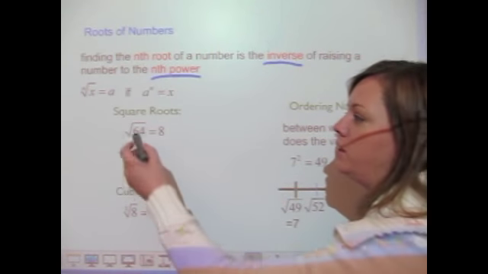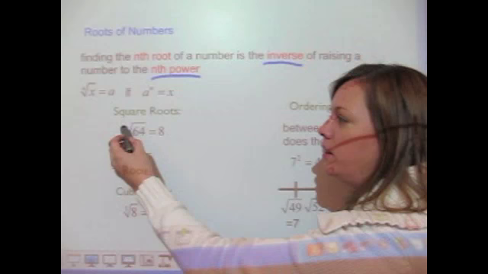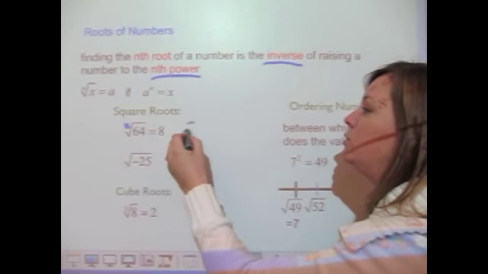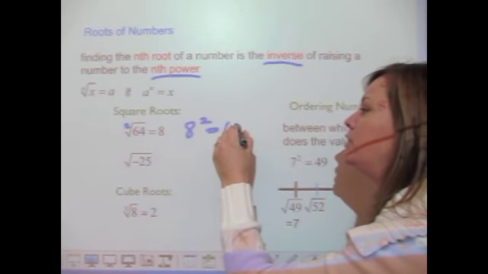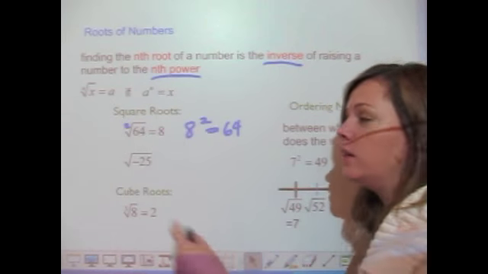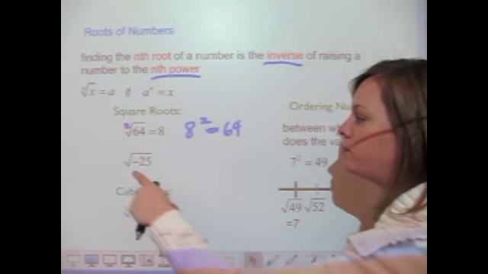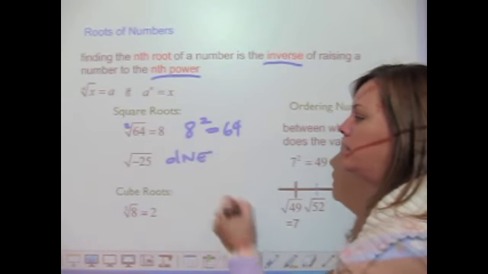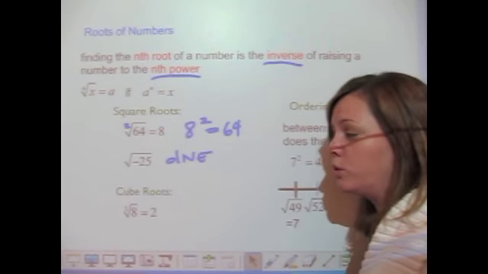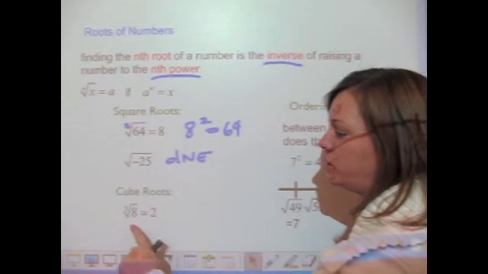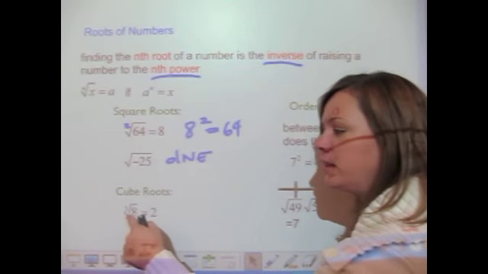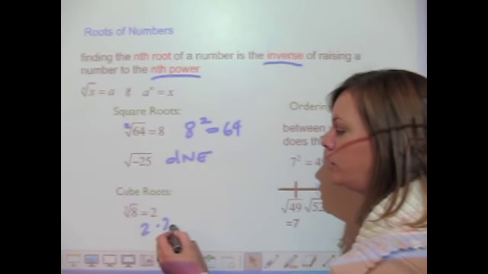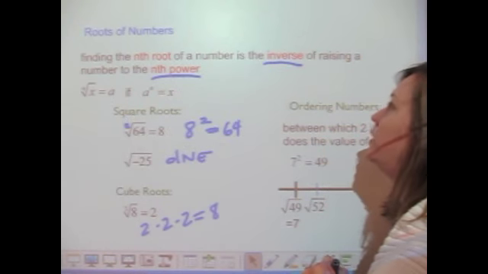So let's think about what I mean here. When I have a square root, it's implied that that little number in there is 2. The square root of 64 is equal to 8 because 8 squared is equal to 64. So that root undoes a square. The square root of negative 25 does not exist. We can't take square roots of negative numbers, so don't be fooled by those. Cube roots. The cube root of 8 equals 2. This is saying what number times itself 3 times equals 8. And of course, 2 times 2 times 2 equals 8.